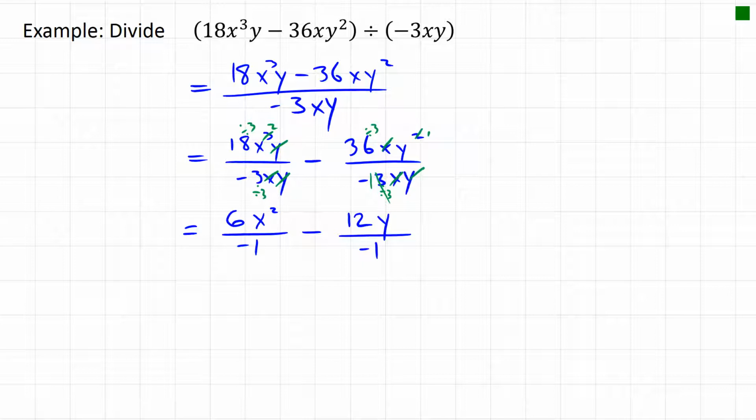Well, this doesn't look nice yet, but it's really easy to simplify. Anything divided by negative 1 just changes the sign. So that's negative 6x squared. 6x squared divided by negative 1, negative 6x squared. Easy enough.